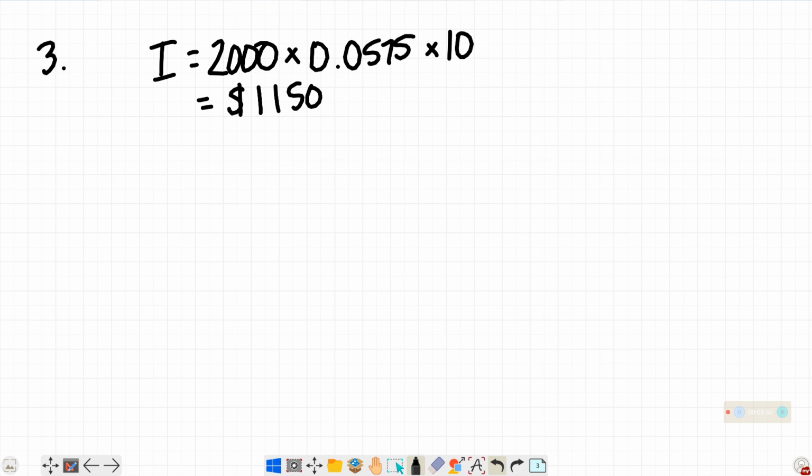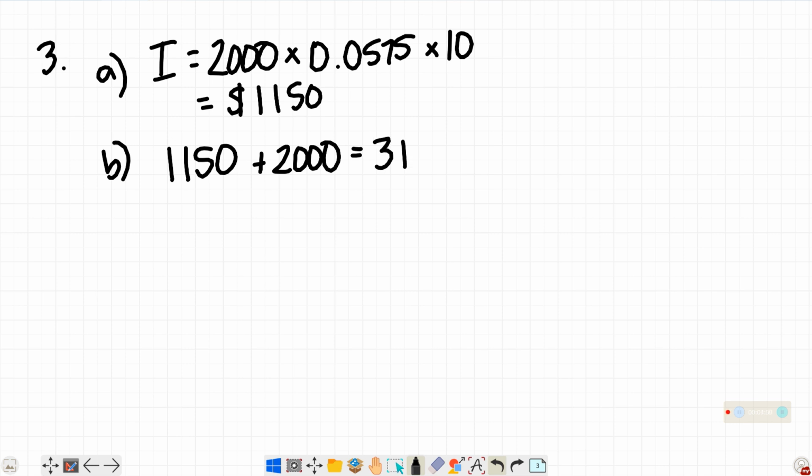How much will his money be in his savings at the end of 10 years? So he's earned $1,150 in interest, but he already had $2,000 in his account. So after 10 years, his account balance is now worth $3,150.